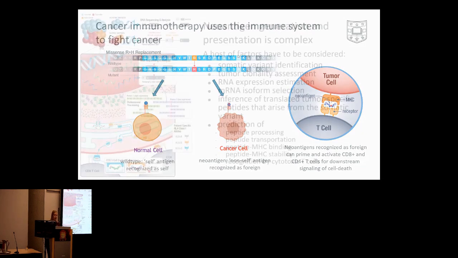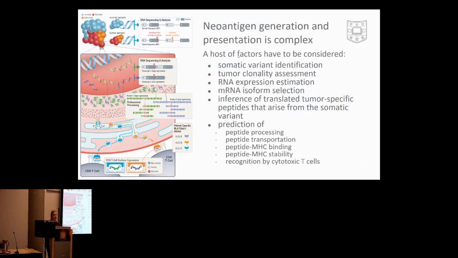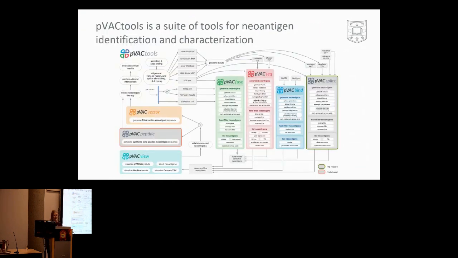Predicting which new antigens might be presented by a tumor cell and selecting the ones to include in the vaccine is a complex process with many criteria to consider. I noted a few of these here on this slide, but this is by no means meant to be an exhaustive list. To tackle this problem, we have developed pVACtools, an ensemble suite of complementary Python and R tools for neoantigen identification and characterization.